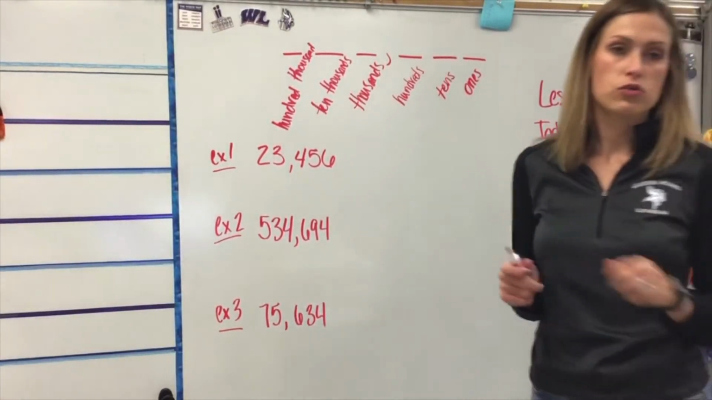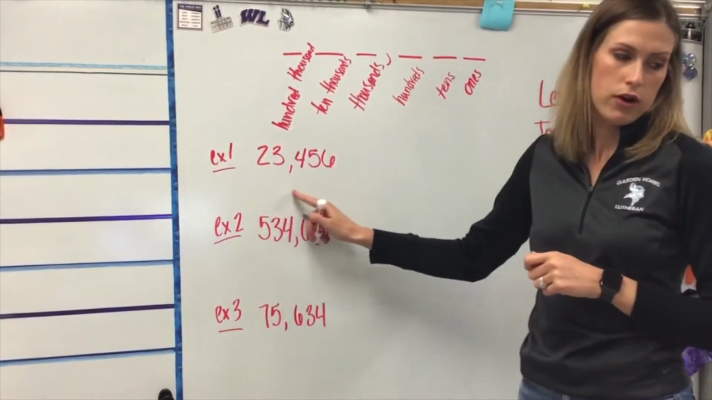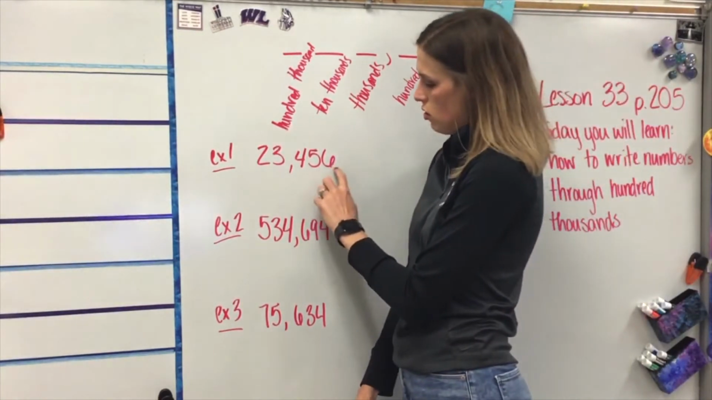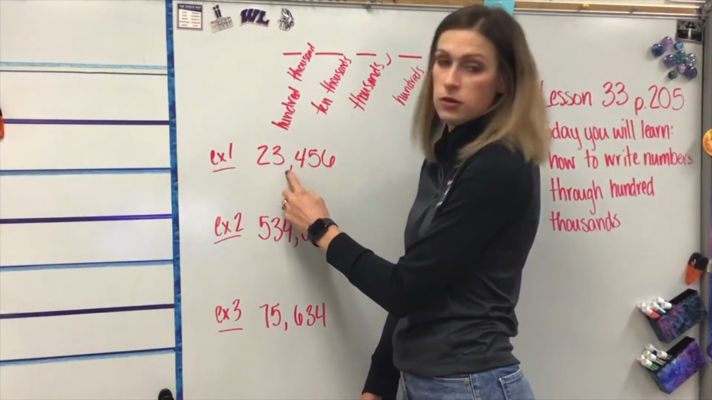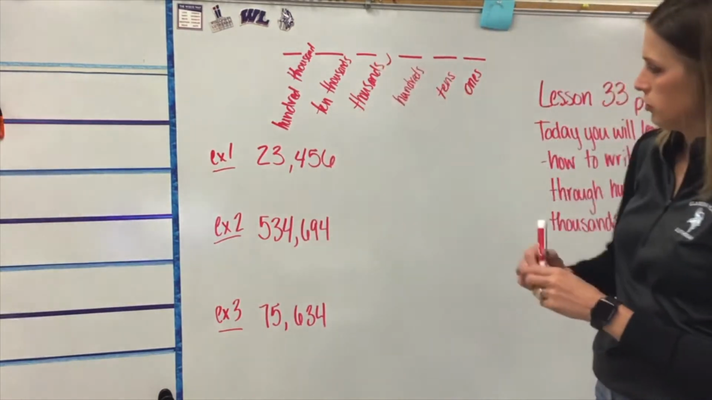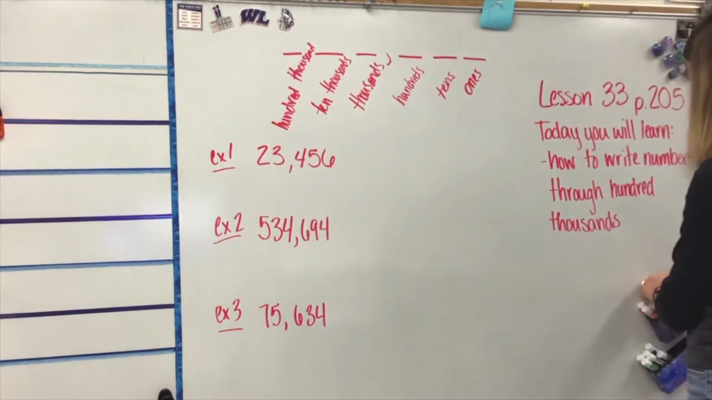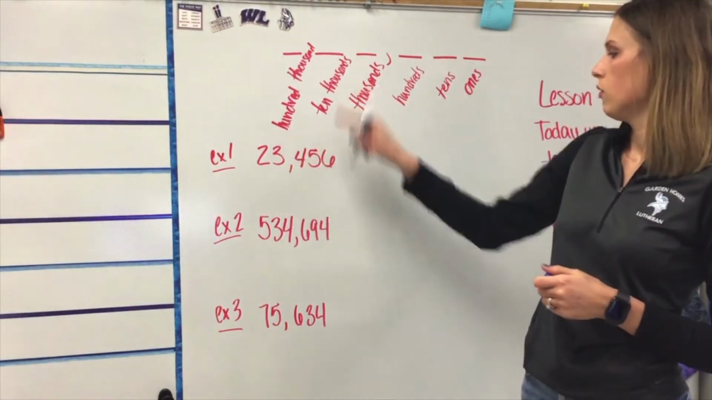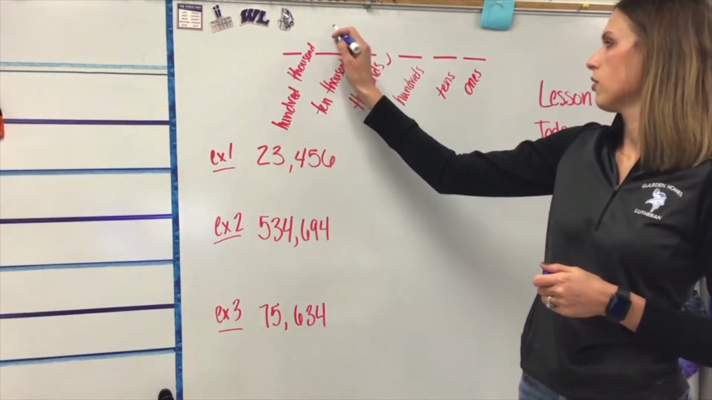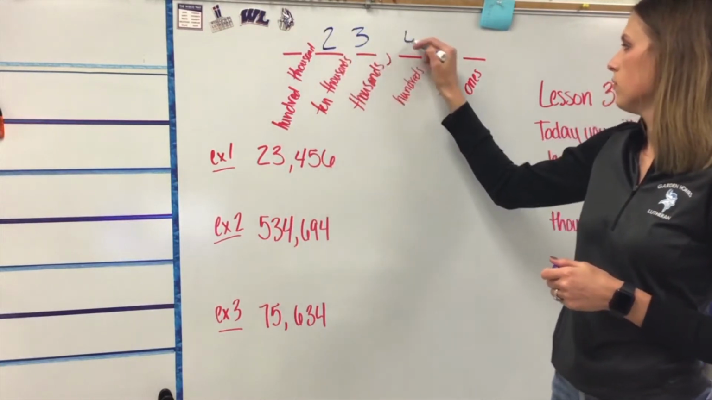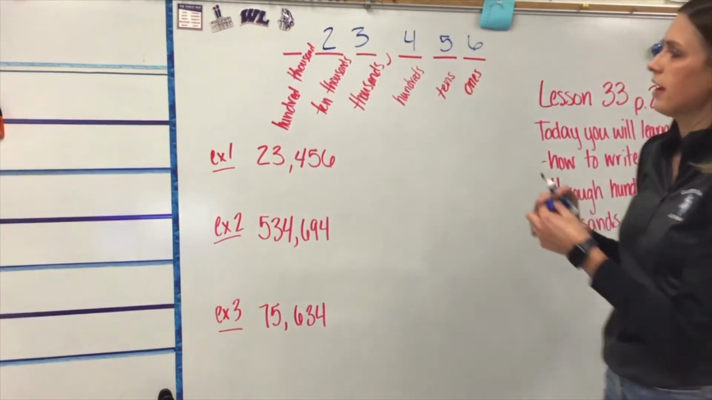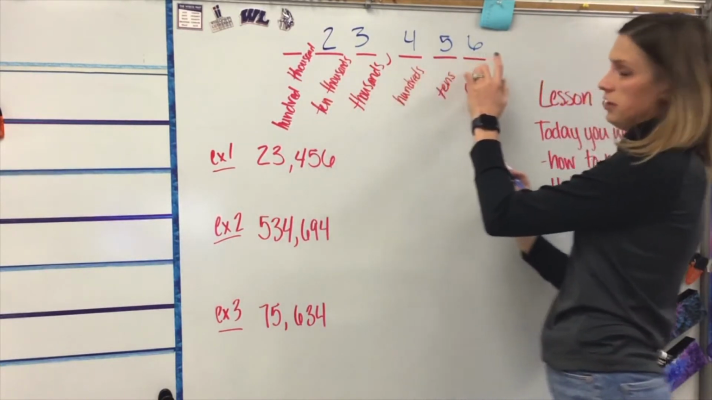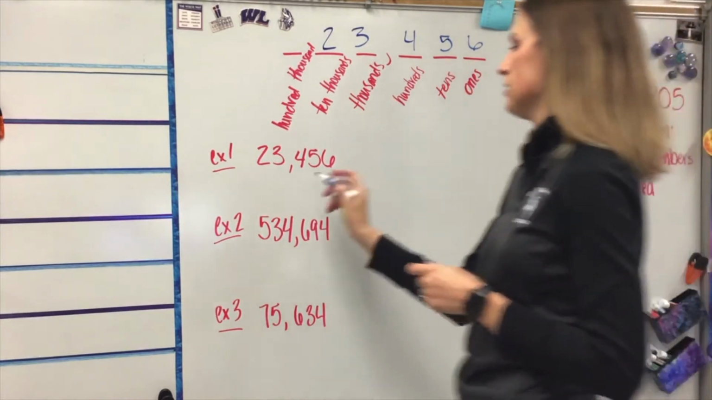Example 1 says use words to write 23,456. Well, I already added the comma in there. So 1, 2, 3, comma. Okay? Now that helps me know where I should put it here. So my 2, switch colors. My 2 right here would go 2 in front of the comma, so 20, 3, 4, 5, 6. Now that can help me name it. So 23,456. With words, it would look like this.